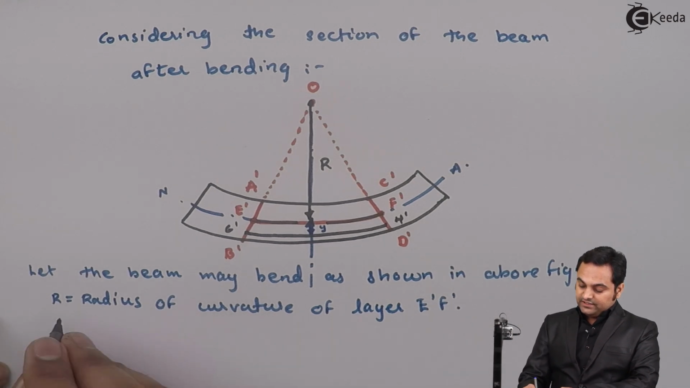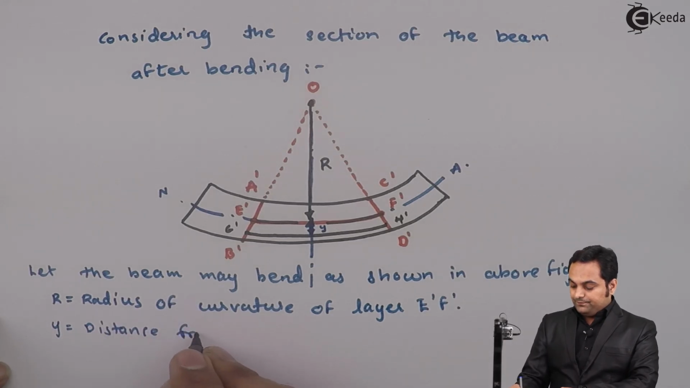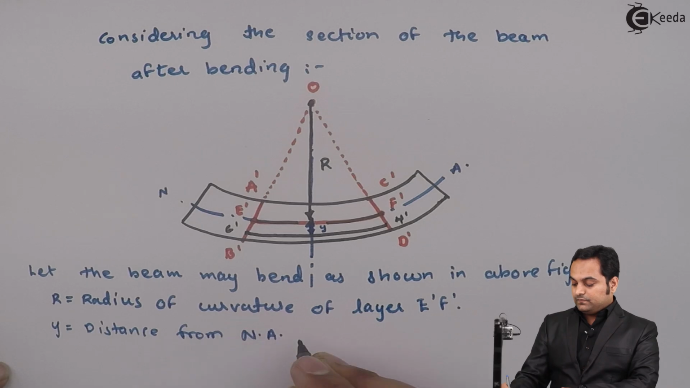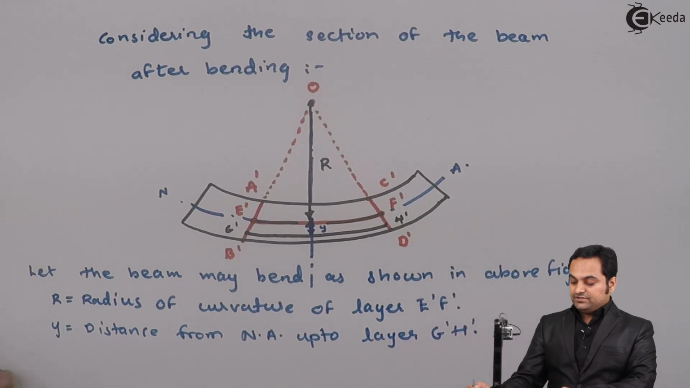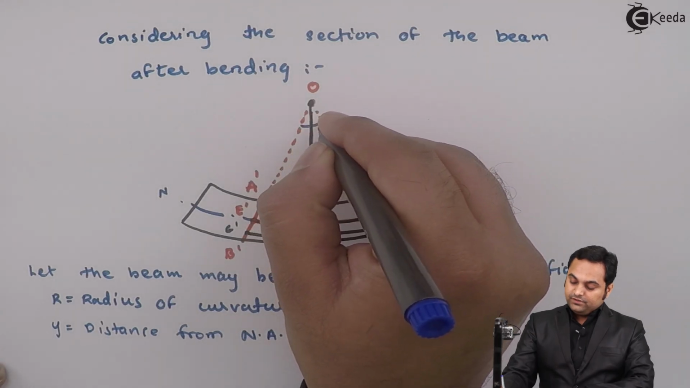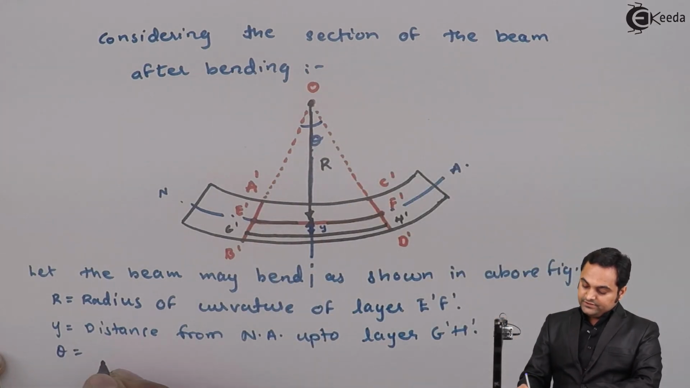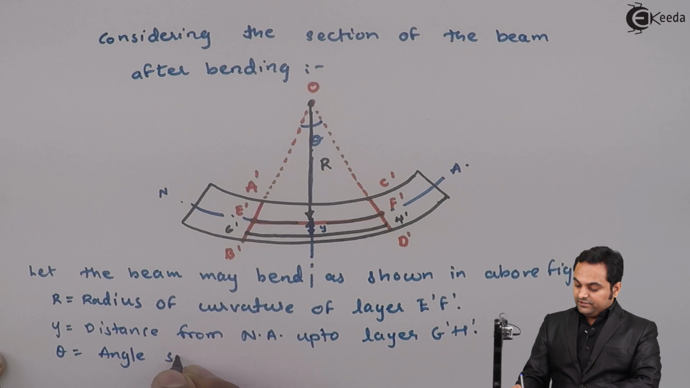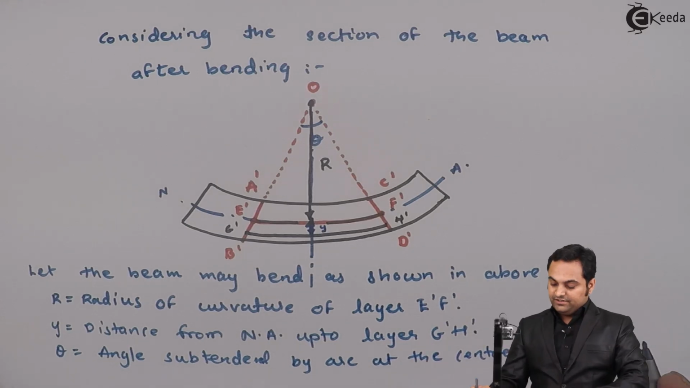Next, after this I'll say that Y is the distance from neutral axis up to layer G dash H dash. Next, I'll say that the angle here, I'll take it as theta. So theta is the angle subtended by the arc at the center, that is theta.